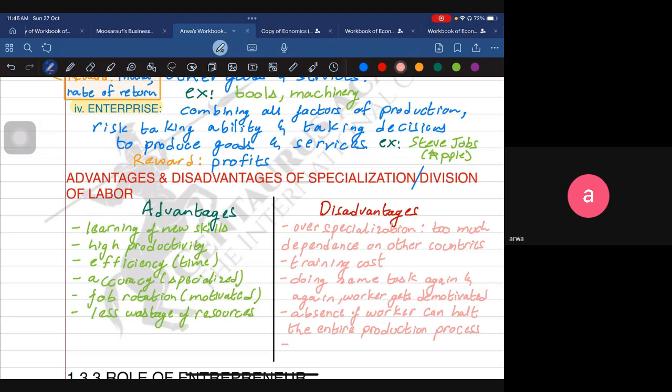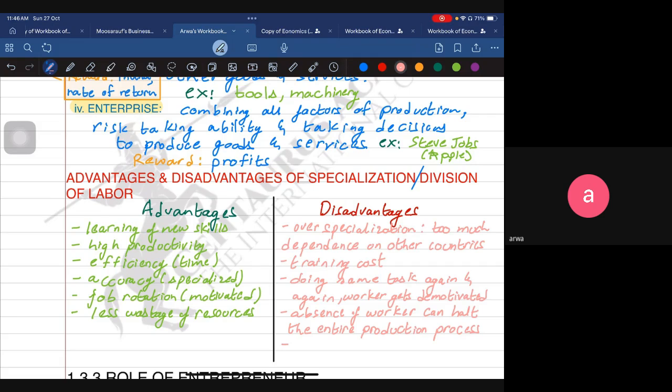I don't understand one thing that you said: for job rotation, it's only for unskilled workers? So yeah, it's only for unskilled because they have to increase their skill set, right? Okay. And then these two points, repetitive tasks cause demotivation and absence of workers can halt entire production process. Why are these both only for skilled, not unskilled?